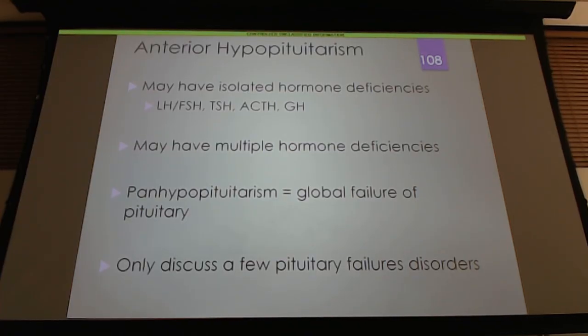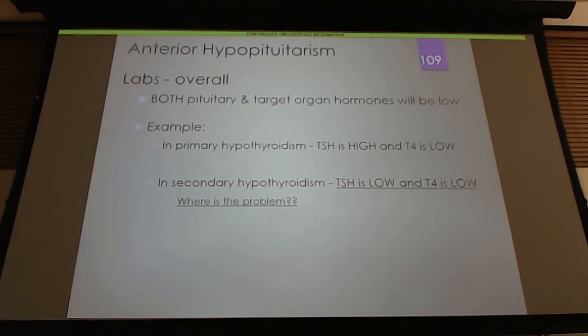So again, we're moving towards anterior hypopituitarism, so deficiencies. It could be a deficiency in LH and FSH, TSH, or both, right? So you can have multiple. A lot of times it's more than one. Panhypopituitarism is just that global failure of multiple hormones. So hopefully this makes sense. Both the pituitary and the target hormones will be low, right?